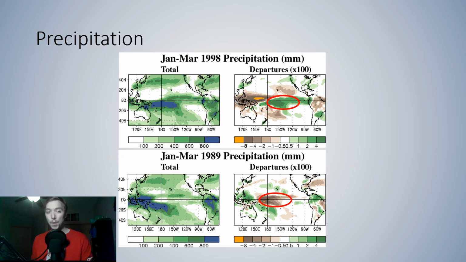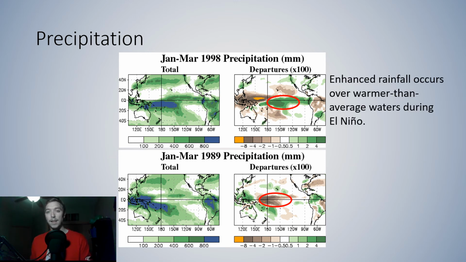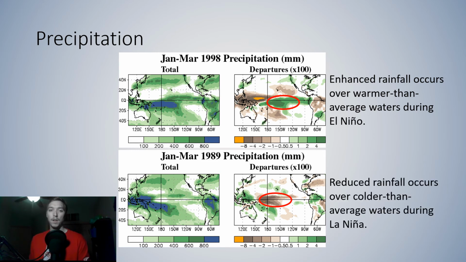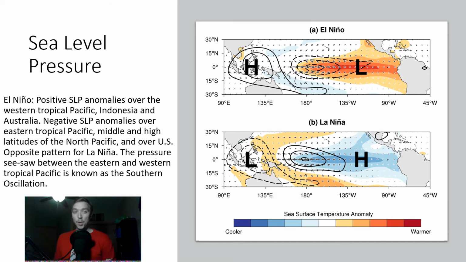From a precipitation perspective, we see enhanced rainfall occurring over warmer than average waters during El Nino phases, and we see reduced rainfall occurring over colder than average waters during La Nina phases. From a pressure perspective, we have positive sea level pressure anomalies over the western tropical Pacific, Indonesia, and Australia, and negative sea level pressure anomalies over the eastern tropical Pacific, middle and high latitudes over the North Pacific, and over the US. The opposite pattern prevails for La Nina phases. This pressure seesaw between the east and west is known as the Southern Oscillation.